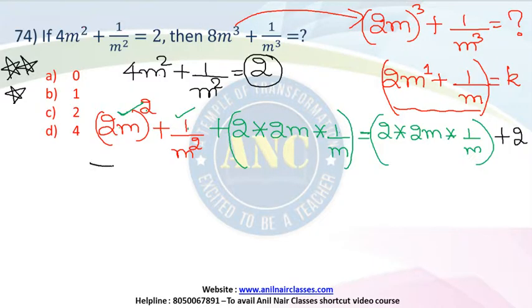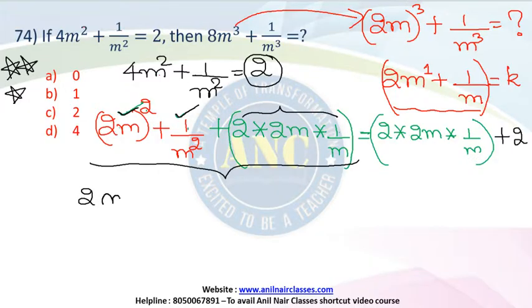That means this entire left hand side is a square plus b square plus 2ab format. This is nothing but equal to a plus b whole square. That means a is nothing but 2m, b is nothing but 1 by m. A plus b whole square is nothing but the entire left hand side. Right hand side is nothing but this m will cancel out. 2 into 2 into 1 is nothing but 4. 4 plus 2 is 6. That means I came to know that 2m plus 1 by m whole square is equal to 6.